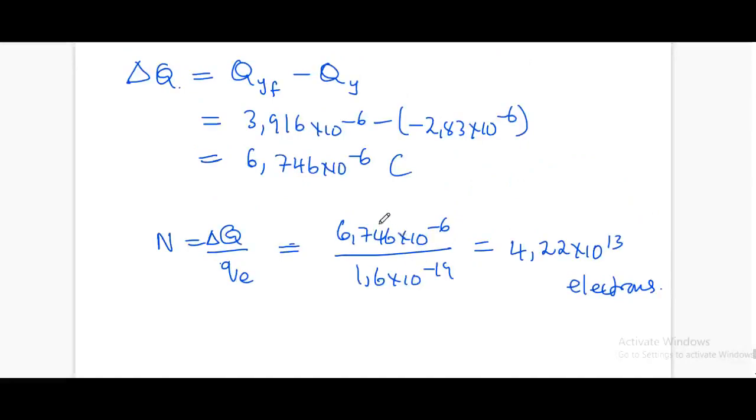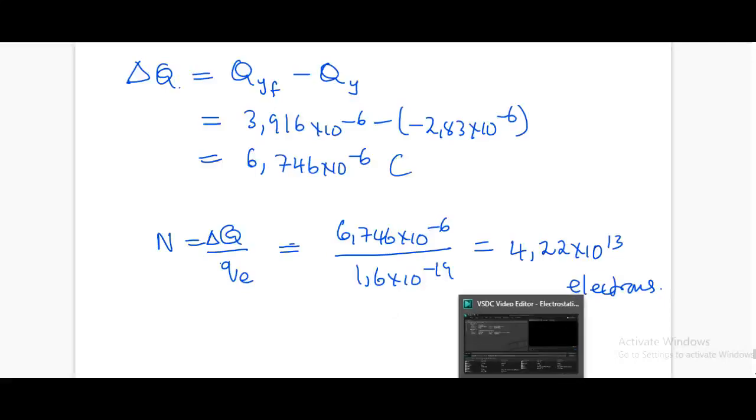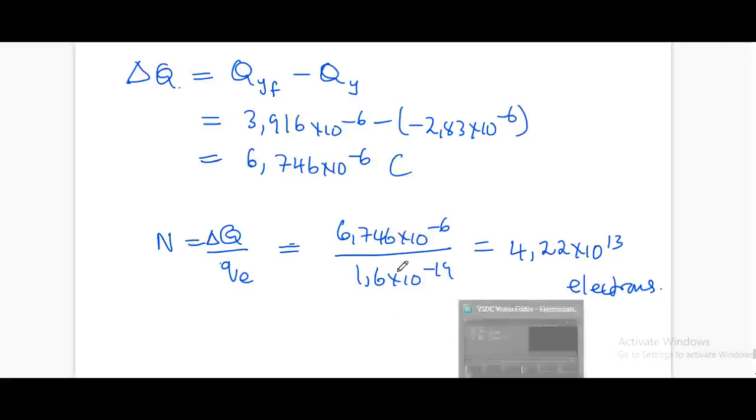If I was calculating how many electrons were gained, this one would be negative and I would divide by a negative. Now I'm calculating how many electrons are lost, so this one is positive and I'm dividing by a positive value. I don't think there is a problem that can make you sweat after you have understood this.